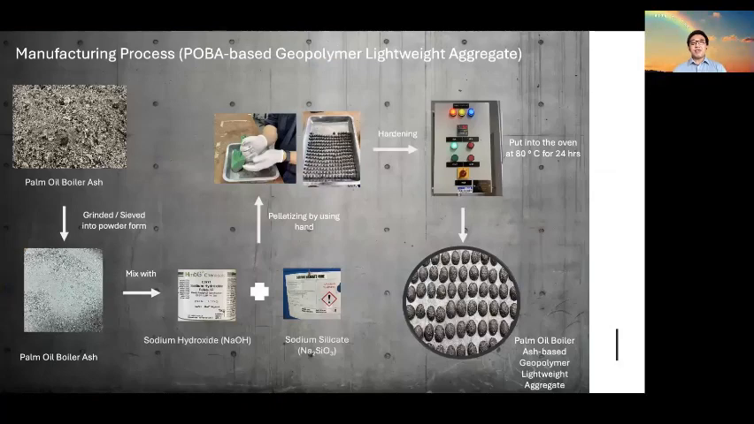This is the manufacturing process for POBA-based geopolymer lightweight aggregate. At first, plant oil boiler ash will be ground or sieved into powder form, and it will be mixed with alkaline activator, which consists of sodium hydroxide and sodium silicate. Then it will be pelletized by hand, and the hardening process will be carried out by putting it into the oven at 80 degrees for 24 hours.